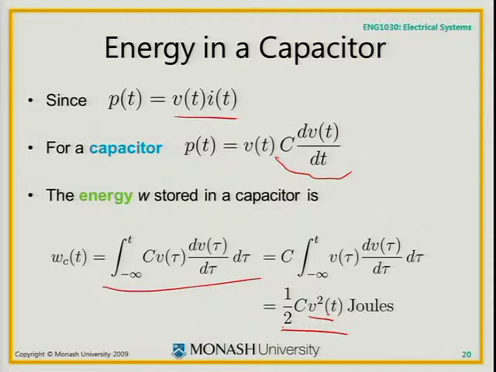Now remember, for resistors, what was it? Voltage V across a resistor, not storing any energy, but the power was V squared on R. Doesn't store any energy in a resistor instantaneously, but capacitors can. They can actually store energy.